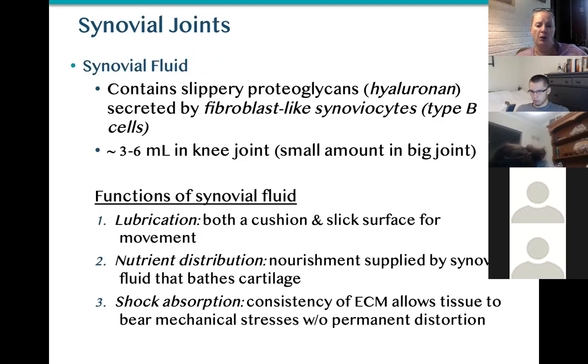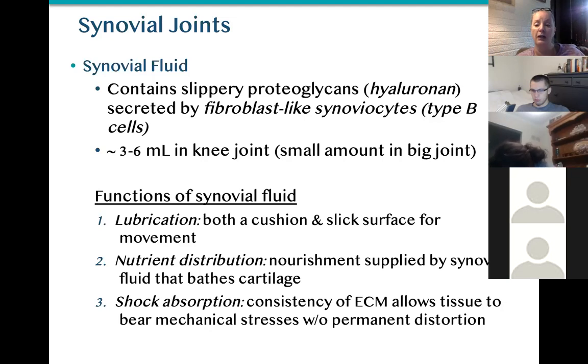Okay, so remember hyaluronin is that thick proteoglycan, sometimes called a glycoprotein, depending on where you divide what's the protein content of the molecule versus the carbohydrate content. But regardless, it is a protein that has a lot of carbohydrate attached to it. Looks like a big, thick bottle brush, okay? And this is what the fibroblast-like synoviocytes, known as the type B cells, will secrete, okay?